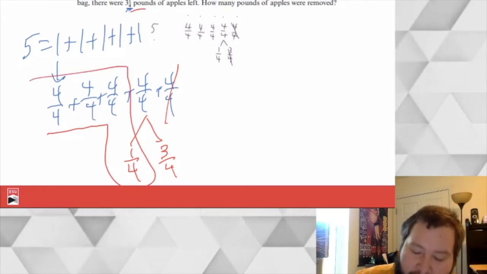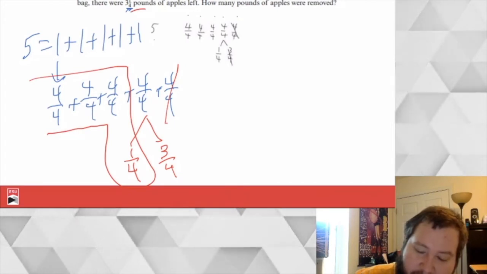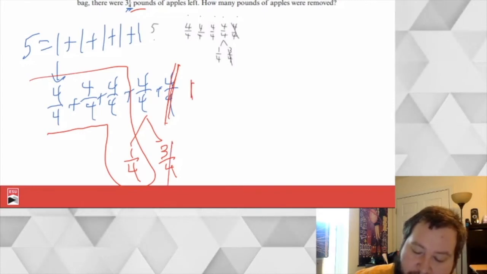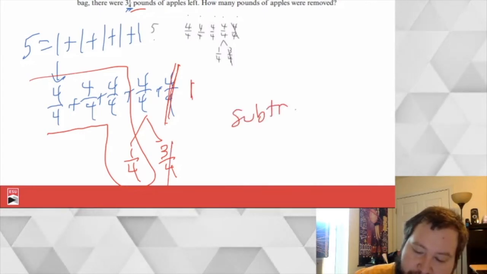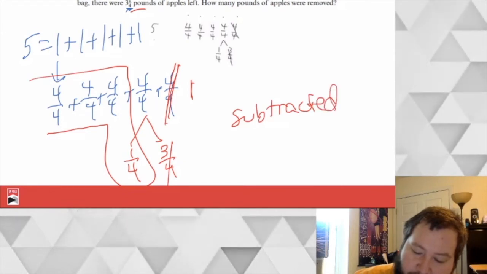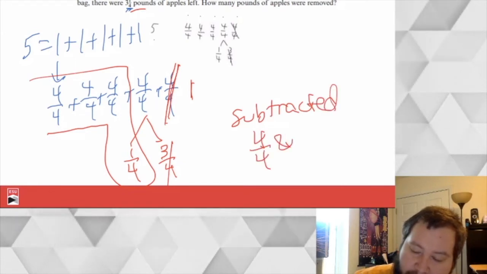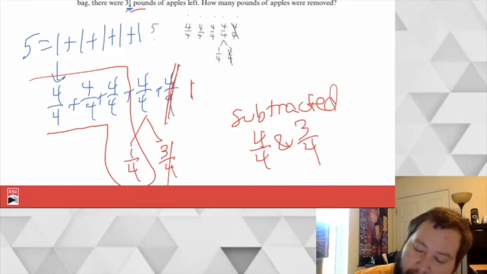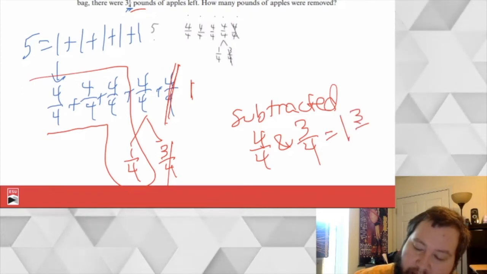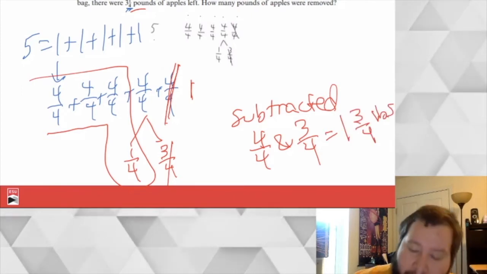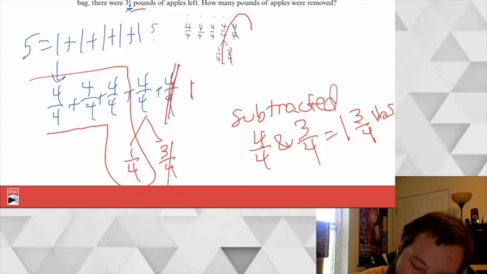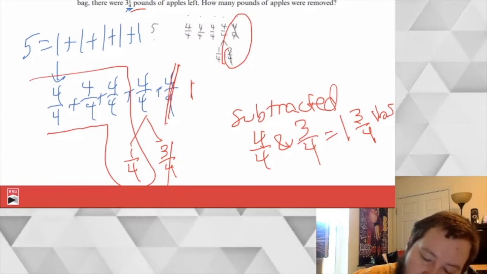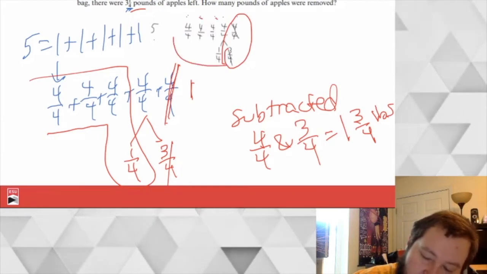3 1/4 pounds left means we took out this quarter, or this whole, and this part. So we subtracted 4/4 and 3/4, which means we took out 1 3/4 pounds. And that 1 3/4 is precisely these crossed out numbers in the student work. And the 1, 2, 3 1/4 we're left with is our solution.